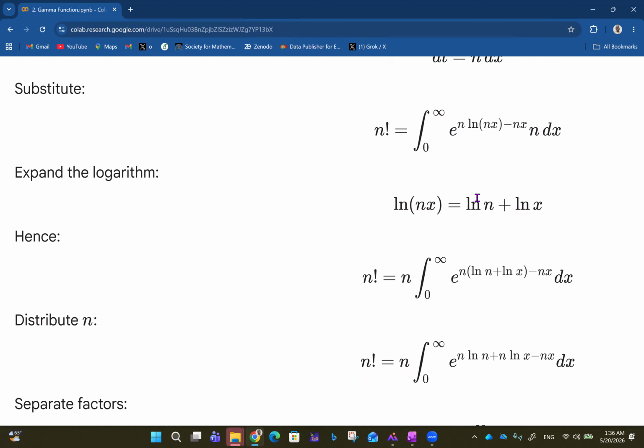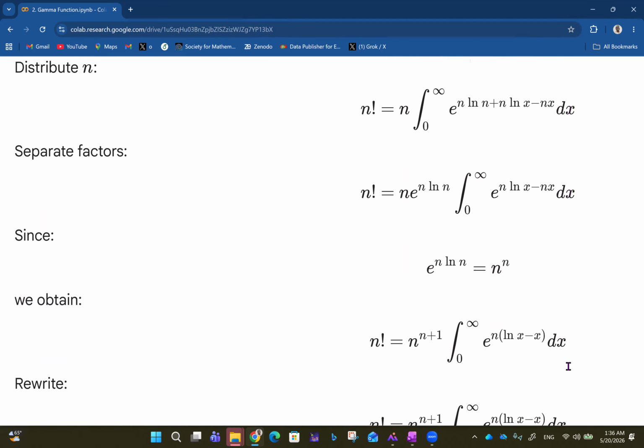So we expand the logarithm. ln nx is simply ln n plus ln x. Hence we have n factorial equal to n times the integral from 0 to infinity of e raised to the power n ln n plus ln x minus nx dx. If you distribute the n, your n factorial becomes n times the integral from 0 to infinity of e raised to the power n ln n plus n ln x minus nx.